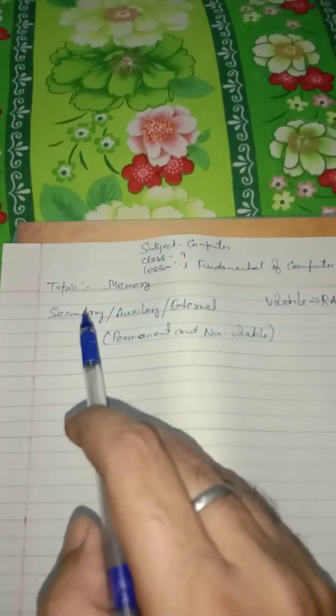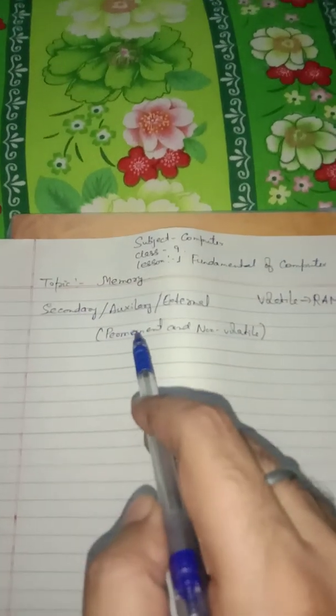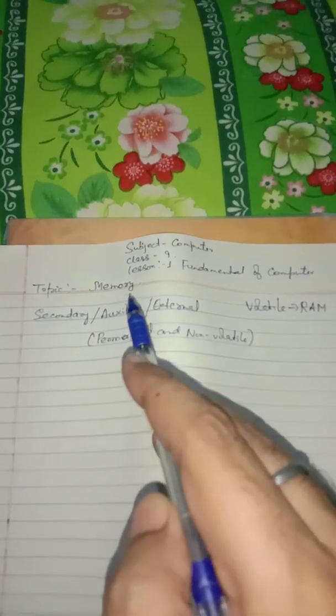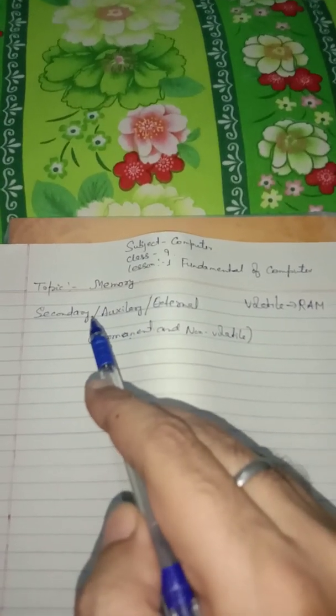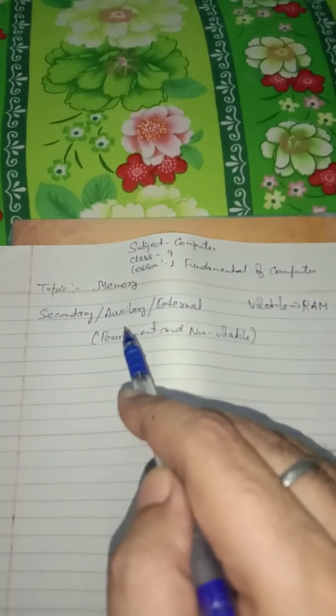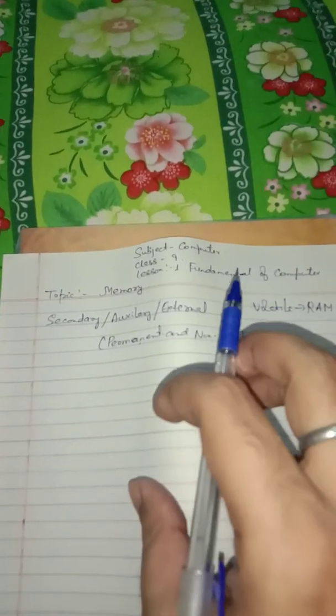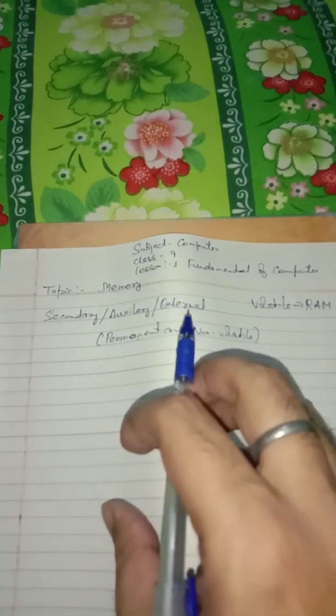So the secondary memory is a permanent memory and also non-volatile memory. It holds both the instructions and the data permanently, even when the power is turned off; the data or the instruction is still stored in it.